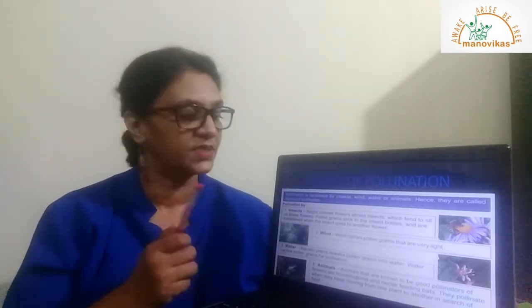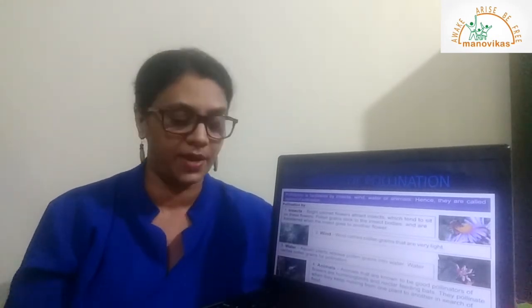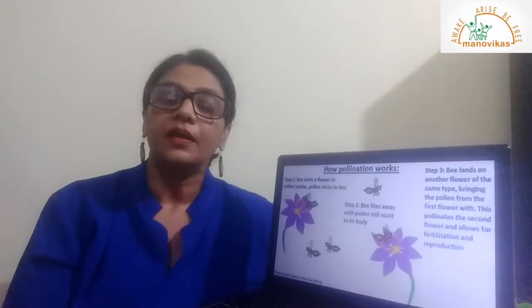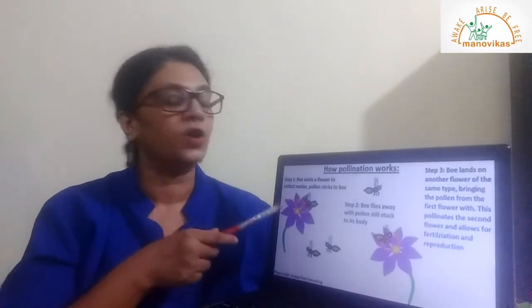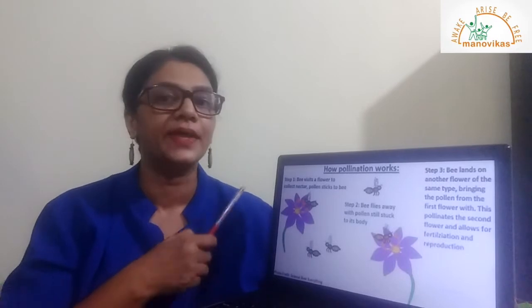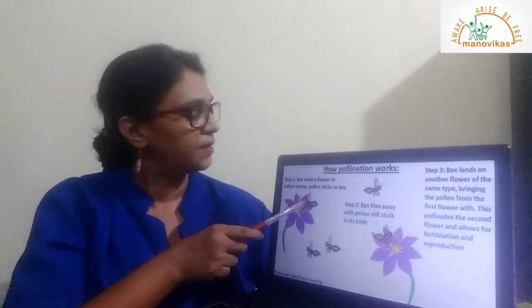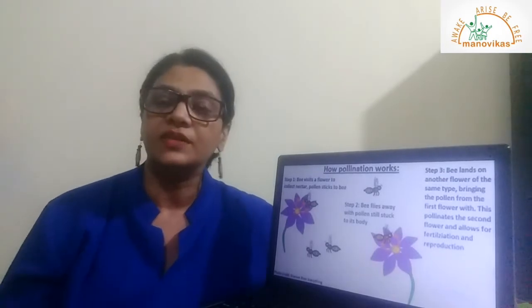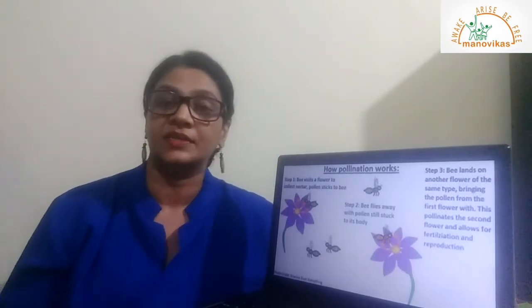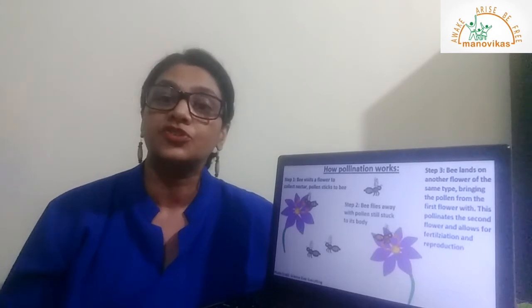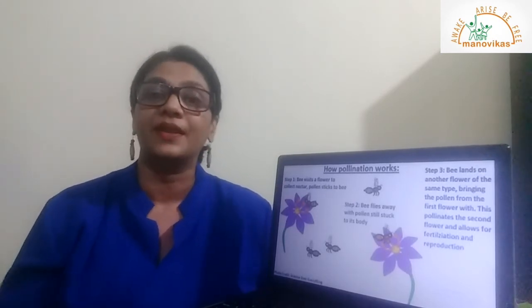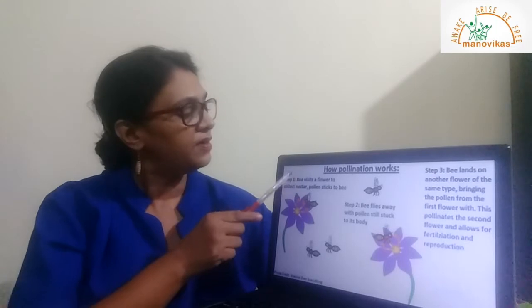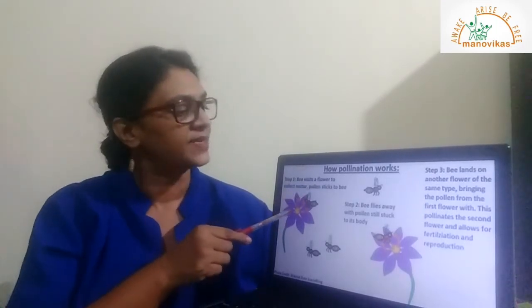Now, how does this happen? Let's take each one. This is pollination through insects. Take a look at this picture. You can see a bee visiting a flower. Why do these insects visit flowers? Insects visit flowers for a sugary liquid called nectar. Here the bee visits a flower to collect nectar.